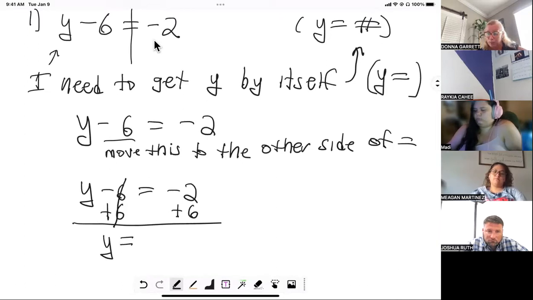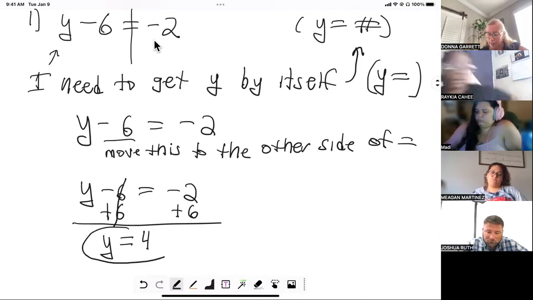And now I just have to simplify the side. So -2 plus 6. Okay, so then the opposite sign. So 6 minus 2 is 4, but 6 is bigger. So my answer has to be +4. y has to be equal to 4.